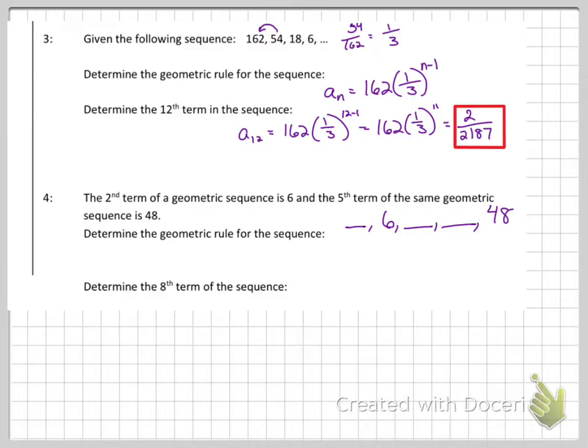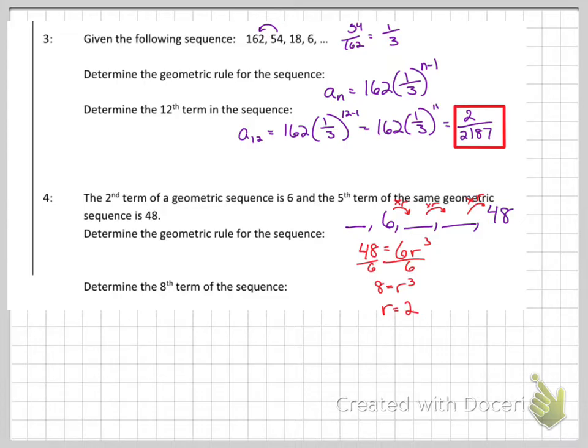Okay, so what do I know? I know that if I take 6 and I multiply by something, r, and then multiply by something again, r, and then multiply by it again, r, I'm going to get 48. So 48 is going to equal 6 times r cubed. So if I divide by 6, 8 equals r cubed. The cube root of 8 is 2, so r is 2.